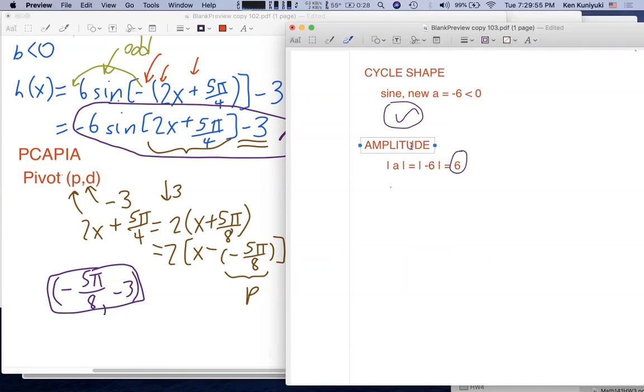All right, next is period. Now for the period, remember, it's going to be 2 pi over the absolute value of b, but since we're ensuring that b is positive, I'll just say 2 pi over 2, right? Because b is positive. And we get pi here. So the period is very nice. It's pi. Now I'm going to go back here.